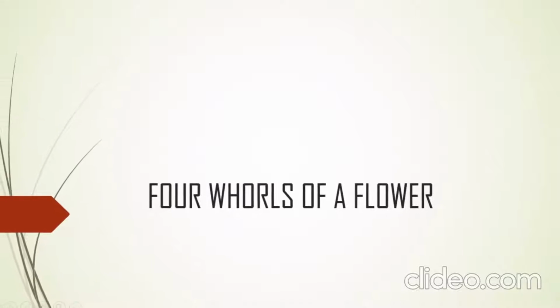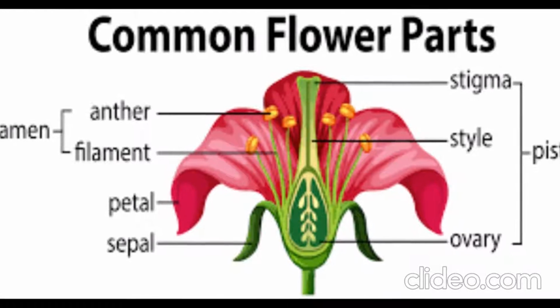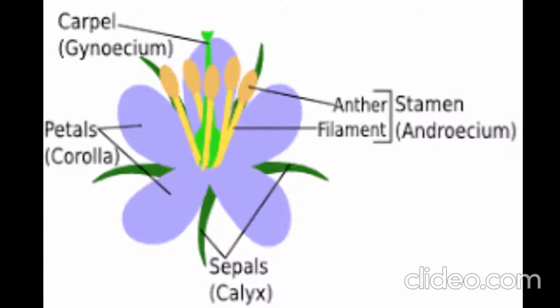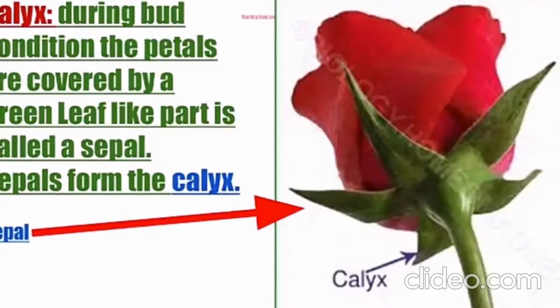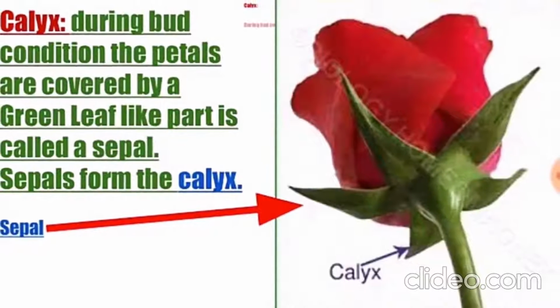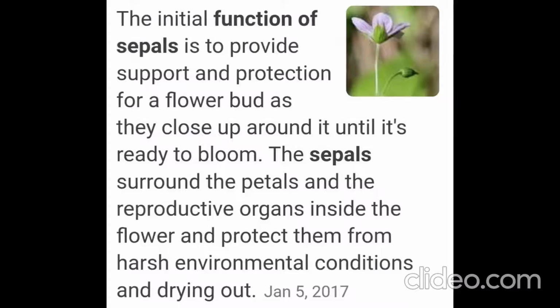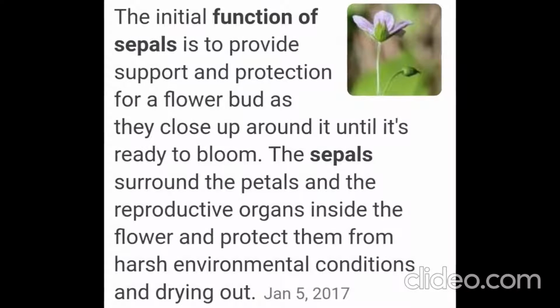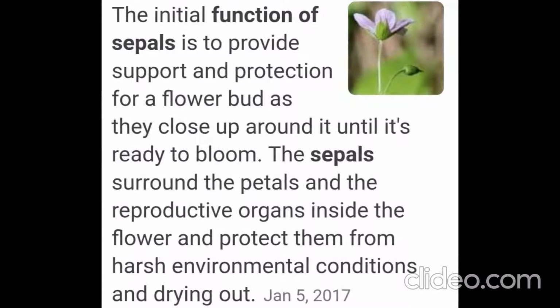There are four whorls of the flower. They are number 1. Calyx. This is the outermost part of the flower forming a whorl of tiny green leaf-like structures called sepals. In bud condition, they enclose the inner parts of the flower providing necessary protection.